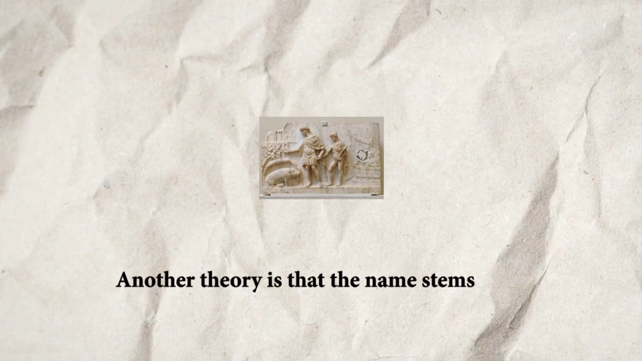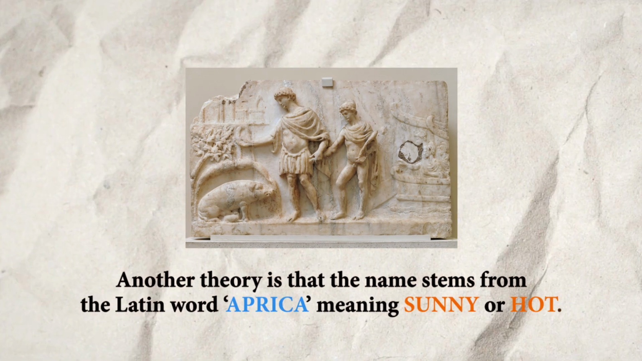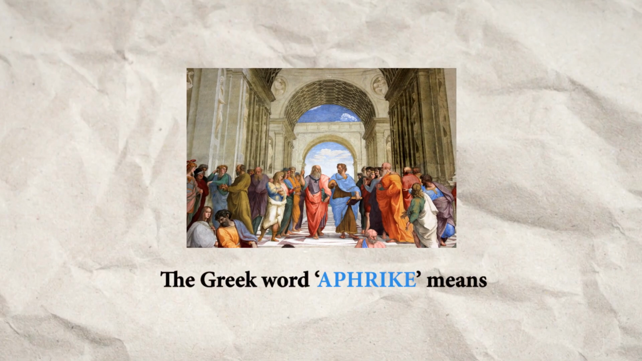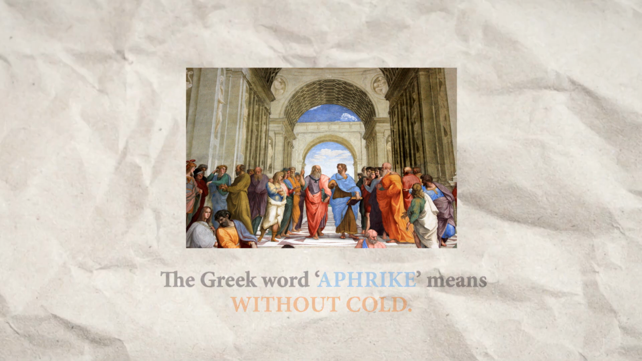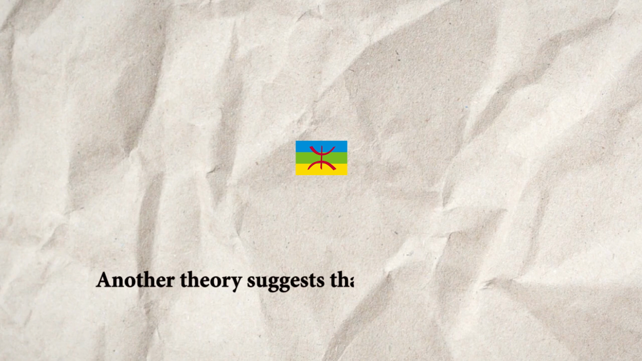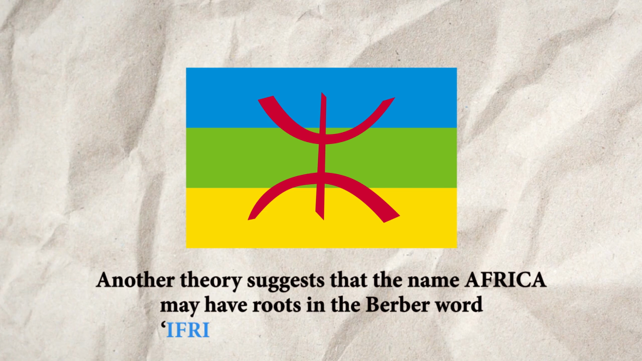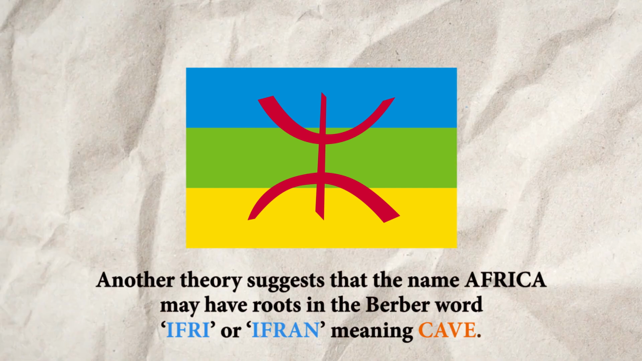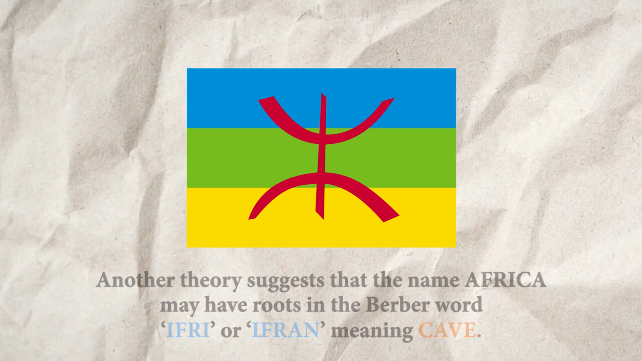Another theory is that the name stems from the Latin word Africa, meaning sunny or hot, due to the region's predominantly warm climate. The Greek word Afrik means without cold. Again, this could be a reference to the region's warm climate. There is also another theory that suggests that the name Africa may have roots in the Berber word Ifri or Ifran, meaning cave, in reference to cave dwellers. The Berbers are a group of indigenous people who live in North Africa.